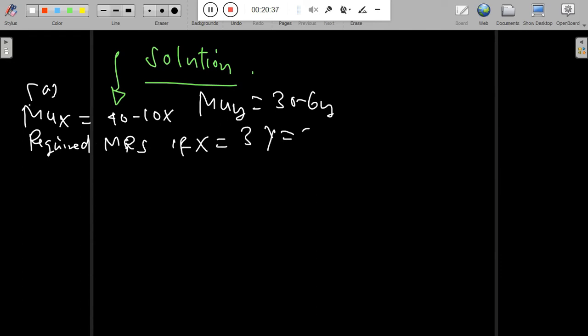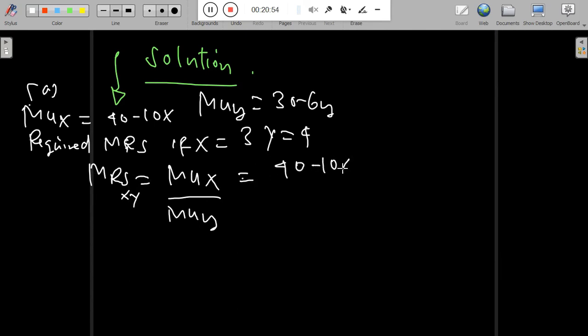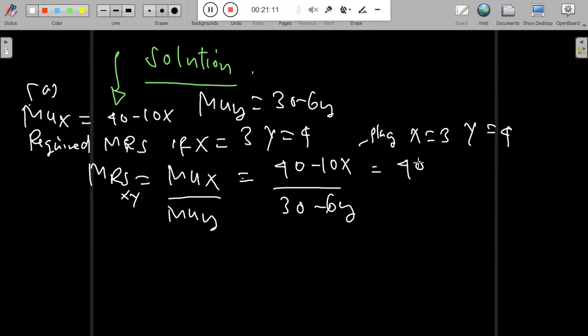The marginal rate of substitution, if you are provided with X equal to 3 and Y equal to 4. From the formula, the marginal rate of substitution for consumption goods X and Y is equal to the marginal utility of X divided by the marginal utility of Y. For that case, the marginal utility of X, as provided above, is 40 minus 10X, divided by 30 minus 6Y. So let's plug in the values, since we are given X equal to 3 and Y equal to 4.